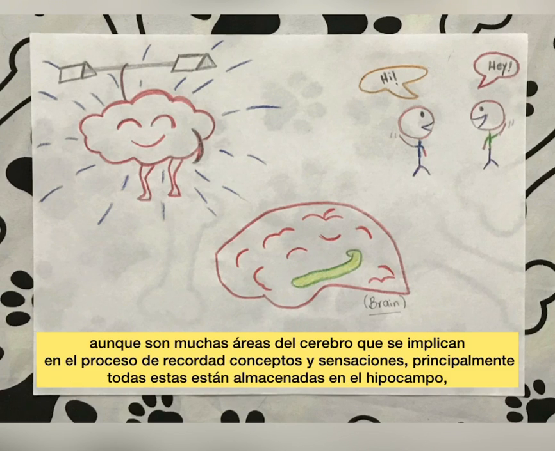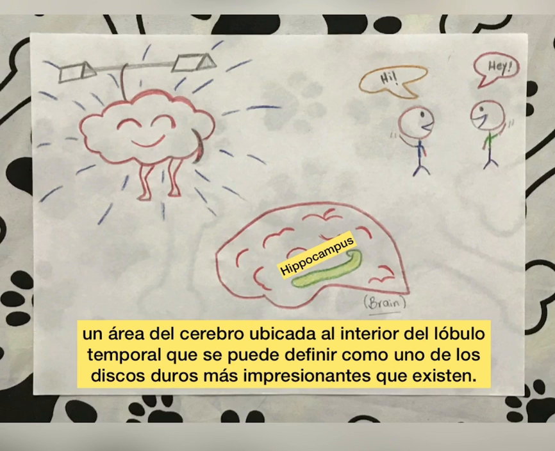adaptation. Although there are many areas of the brain that are involved in this process of remembering concepts and sensations, mainly all of these are stored in the hippocampus, an area of the brain located inside the temporal lobe that can be defined as one of the most impressive hard drives that exist.